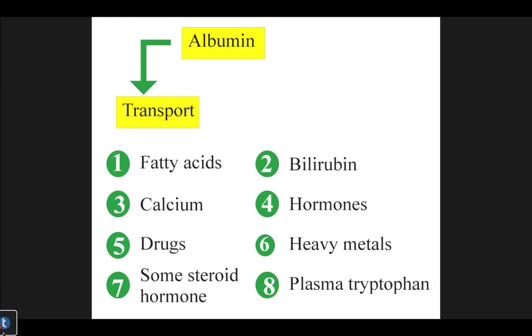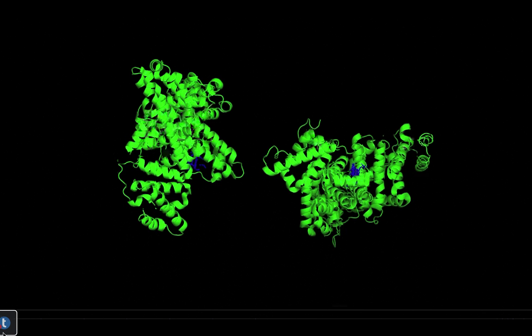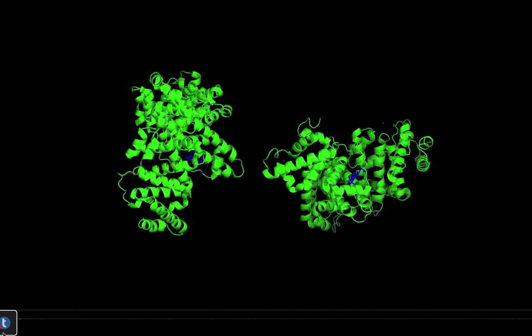Albumin is a transport protein composed of a single polypeptide chain that is synthesized in the liver. Its main job is to bind to other compounds in the bloodstream. Binding of these compounds to albumin prevents them from leaking into other tissues and across the blood-brain barrier. Albumin makes up to 60% of the protein in your blood.